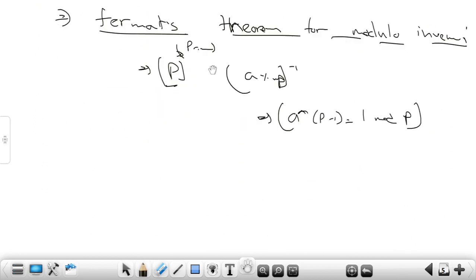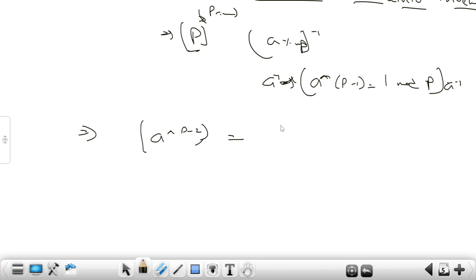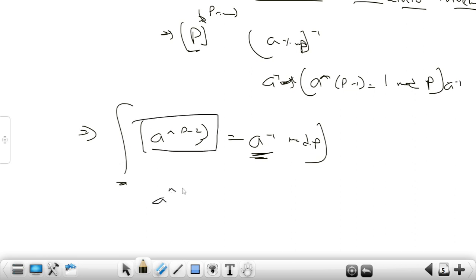Now since my task is to calculate the modulo inverse, I can multiply both sides by a raised to the power minus 1. After that I will have a raised to the power p minus 2 here, and here I will have a raised to the power minus 1 mod p. So in order to calculate the inverse of a mod p, I can simply calculate a raised to the power p minus 2, mod p.